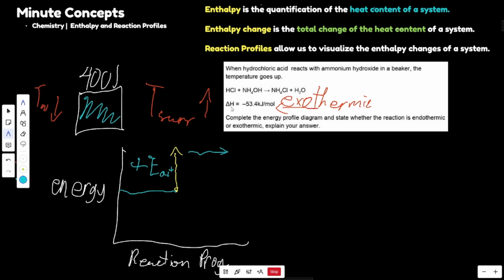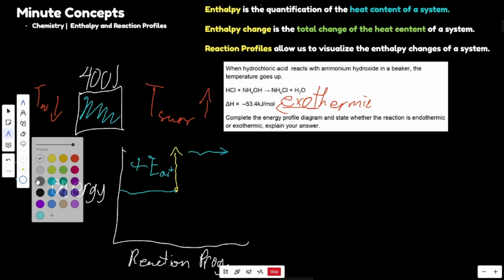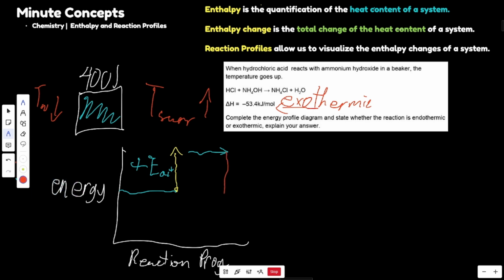And how do we know that? It's because the total energy change of the system is negative 53.4 kilojoules. And we know that it's exothermic. And an exothermic graph always looks like this. It's always going to be lower than the original point it started. How do we interpret this? This is our enthalpy, negative 53.4 kilojoules. Look, it's negative because we got lower.